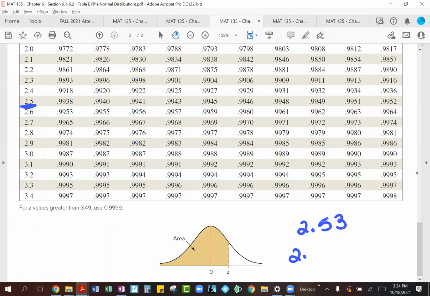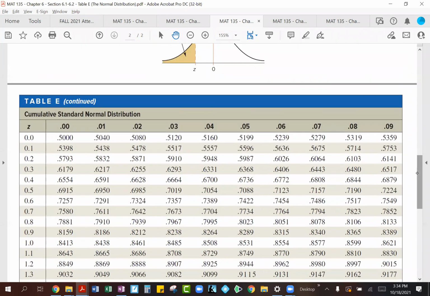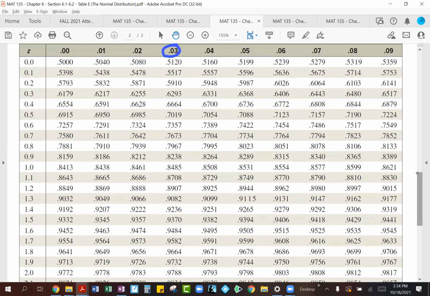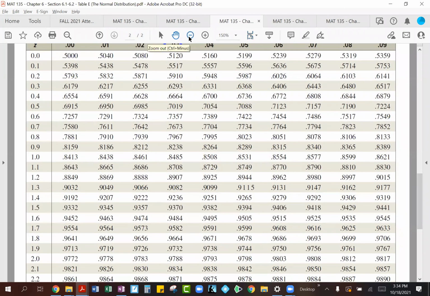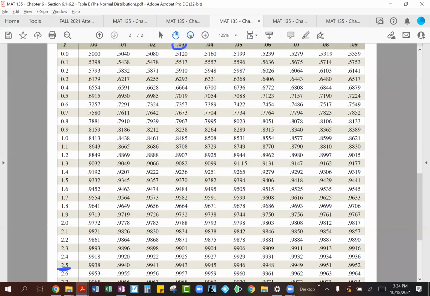And remember, your z-score is 2.53. So this breaks down into 2.5 for that first part. Since this is your second decimal place, that becomes 0.03. So 2.5 on the left-hand side, and then 0.03, you have to look for that on the top row. So you can see right here is 0.03. Where those row and column meet is where you will find that area. So you can see 2.5 and 0.03 are going to meet right here at this place.